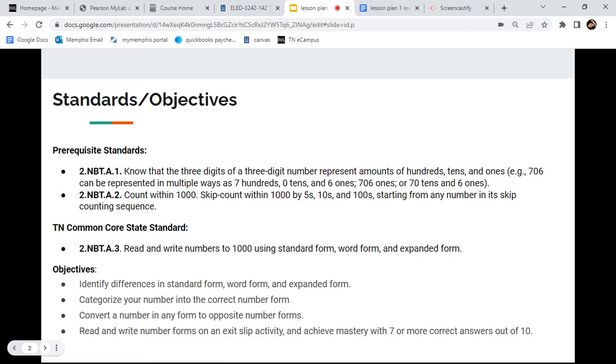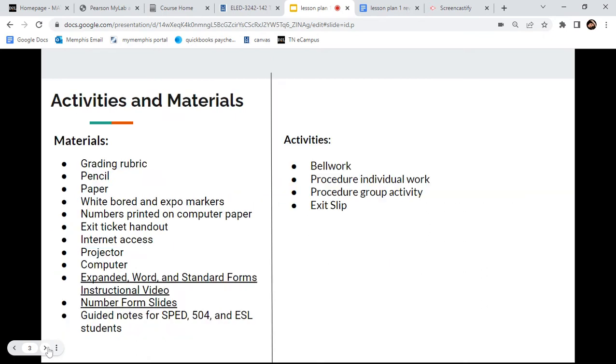The objectives for this lesson are to identify differences in standard, word, and expanded form, to categorize your number into the correct form, to convert a number in any form to opposite number forms, and then to read and write number forms on an exit slip activity and achieve mastery.